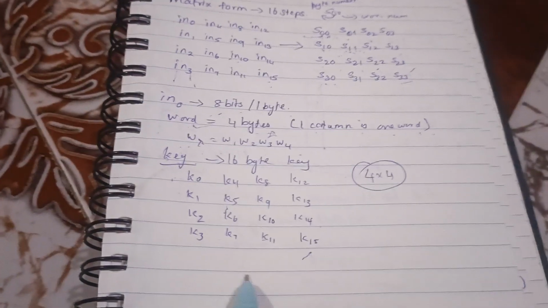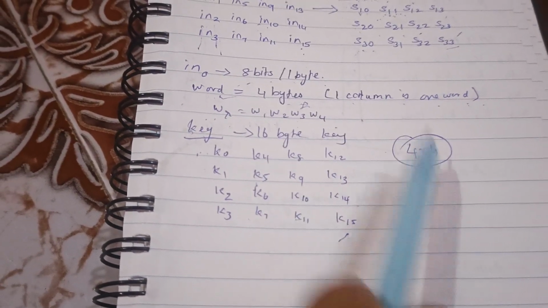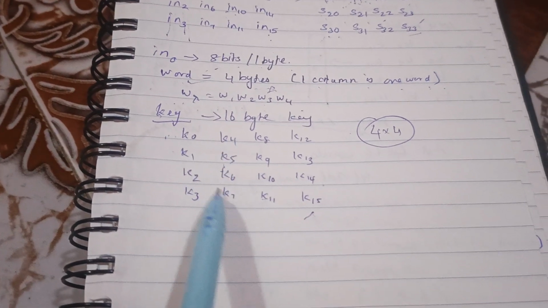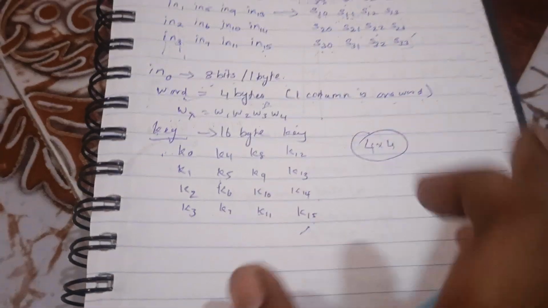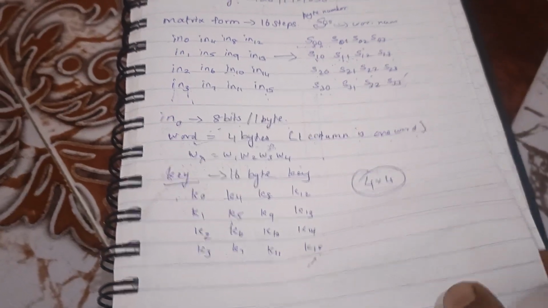Next is the key matrix. The key is also a 4 by 4 matrix. It is represented as K0, K1, K2, K3, K4, K5, K6 and up to K15. Next we are going to see what steps we follow in the AES algorithm.